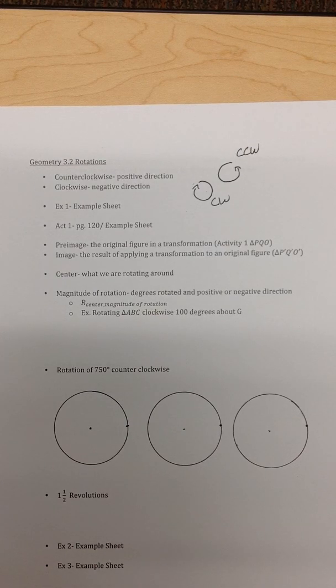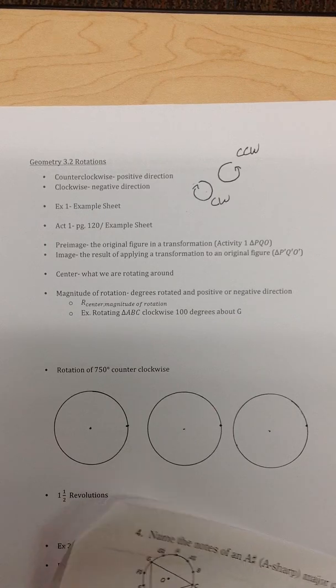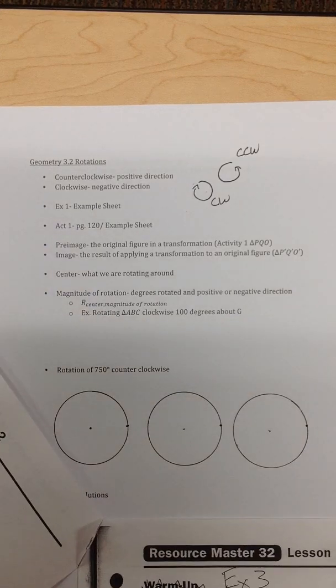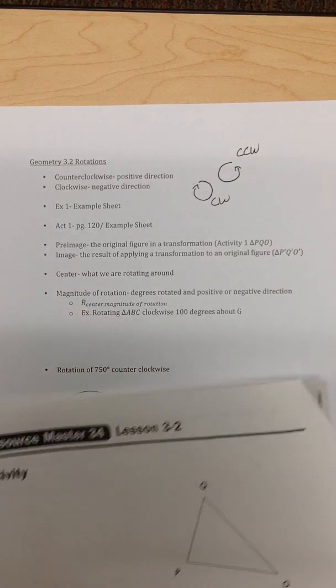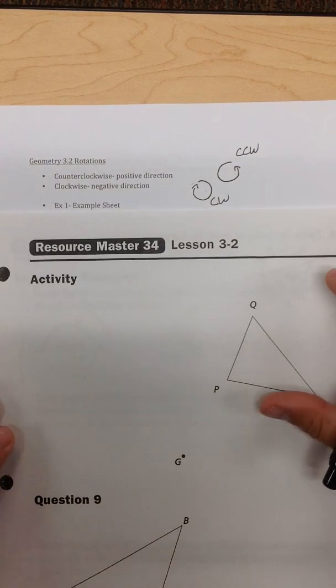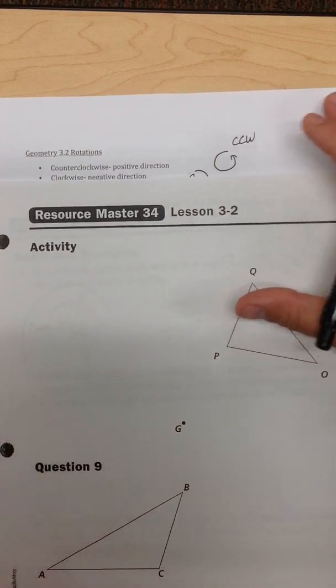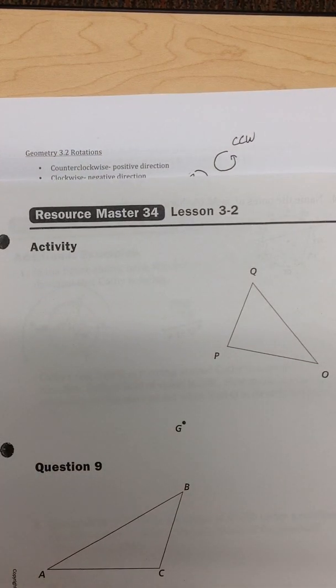Next, we're going to do activity 1 on page 120, and this is also on the sheet. It's actually the back page of this here. So we're going to do this activity, and it is on page 120, so I have to look at the directions.